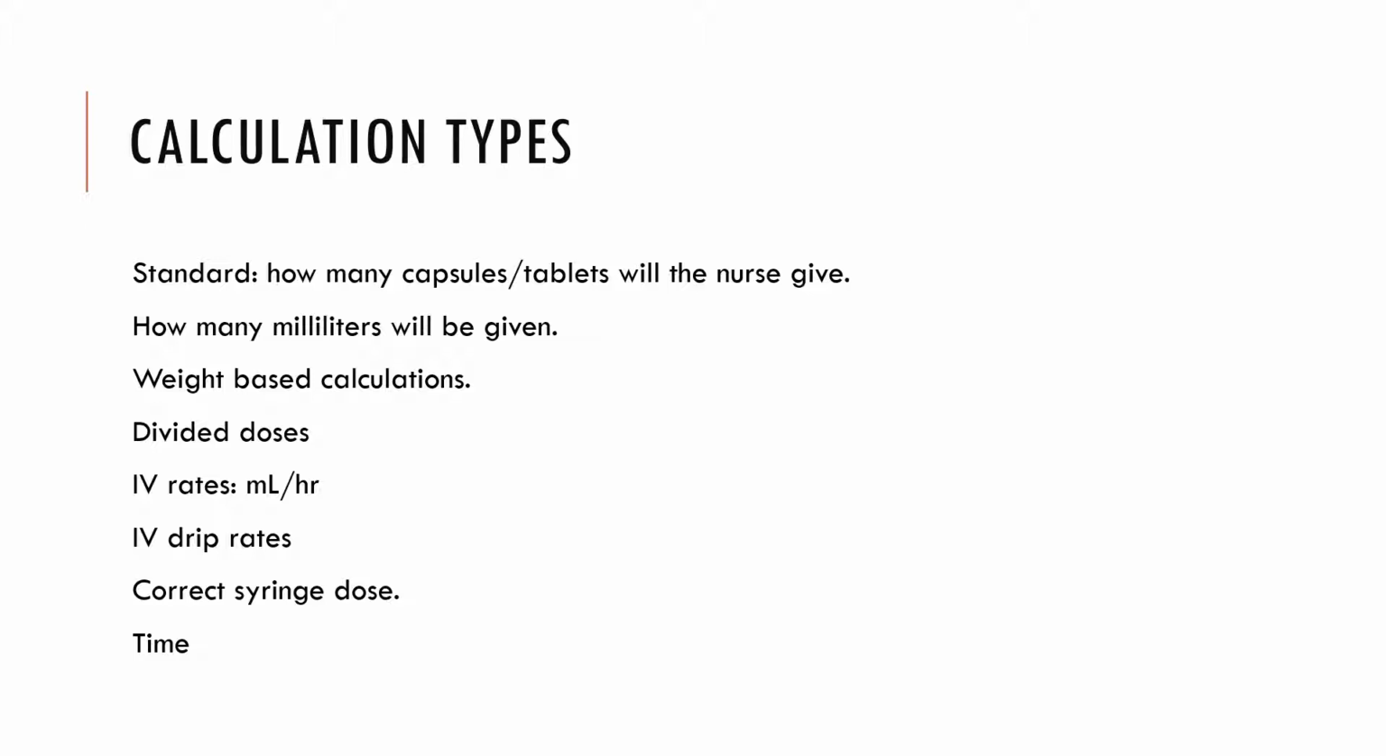Divided doses are the patient's ordered so much in the day to be given over in so many doses or every 6 hours. IV rates, that's usually mils per hour. Well, let me rephrase that. IV rates are always in mils per hour. IV drip rates, correct syringe dose, and I've got an example because I didn't know actually how to label it in the type of calculation, and also calculating time. And what that means is when is this bag going to be finished, this IV bag, that type of thing.